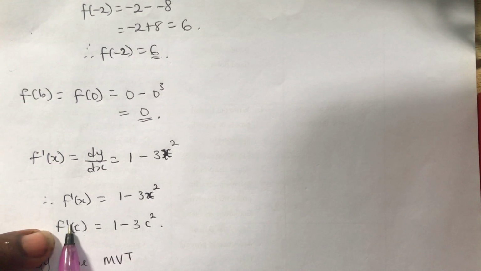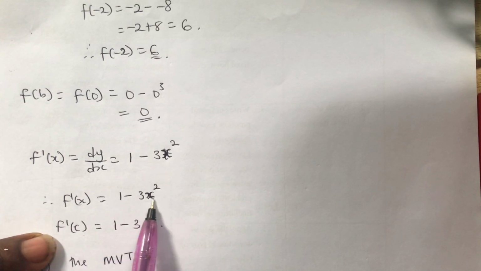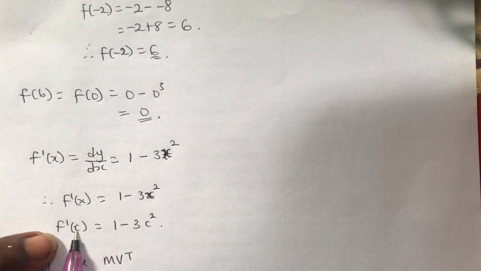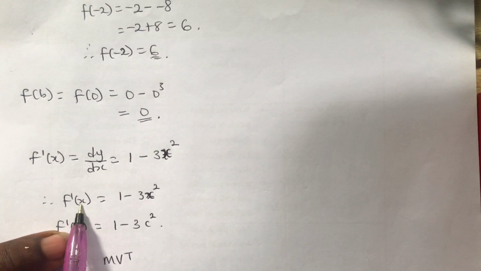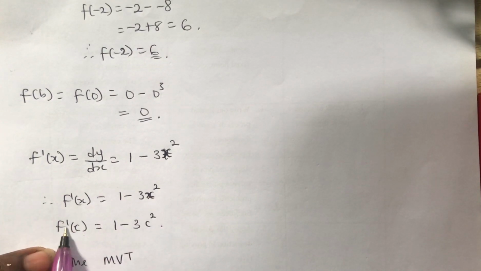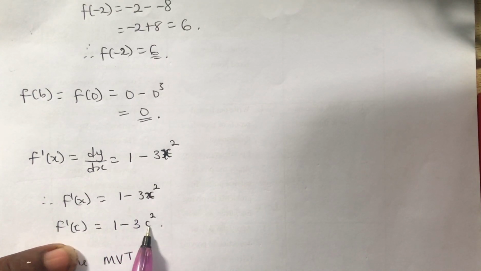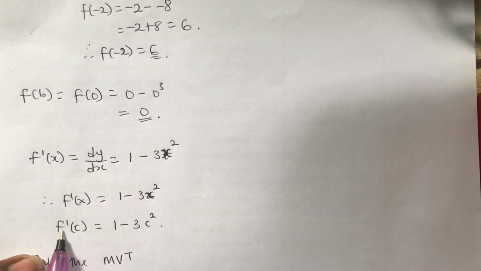To get our f prime of C, from the definition of f prime of x as 1 minus 3x squared, we just change x to C. Anywhere we see x here, we change it to C. So f prime of C is 1 minus 3c squared, because this is x squared and we change it to C. Our f prime of C now equals 1 minus 3c squared.